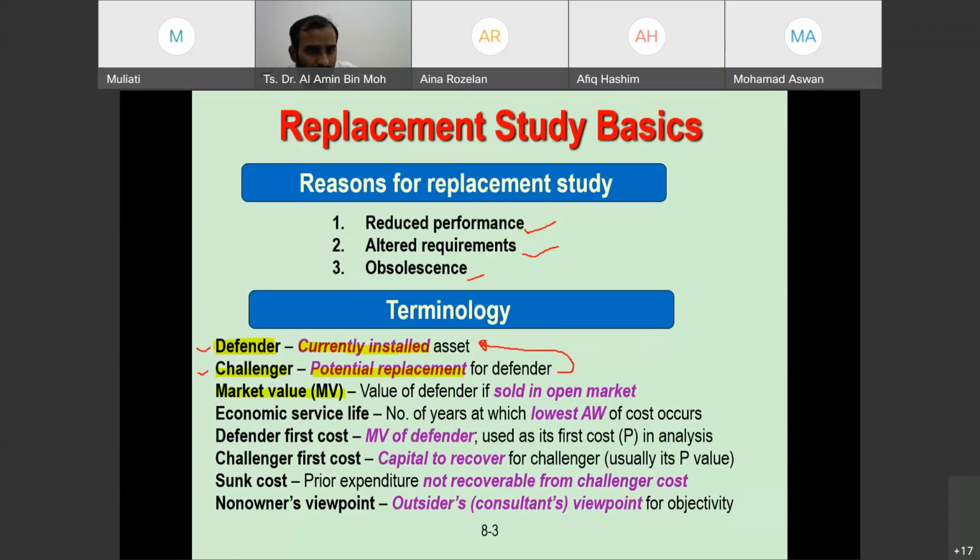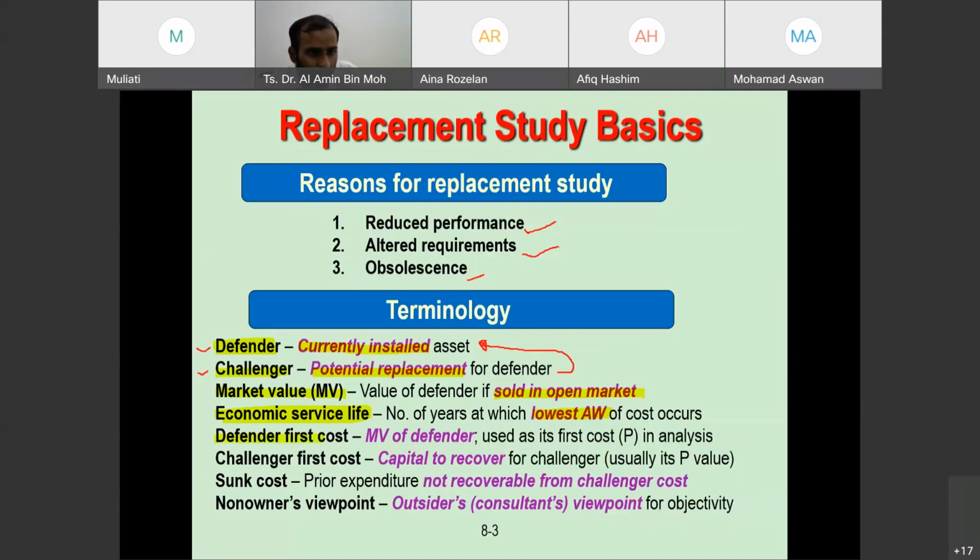So it's the value of the Defender if sold in the open market, right? So market value means if we have our existing machine and we want to sell it, it's the value of that machine at the current market price. So we call it market value. And economic service life is how long the lowest AW of cost occurs, annual worth. We are going to focus on AW. It's going to make our life easy, especially when it involves different N, right? So economic service life is the number of years at which the lowest AW cost occurs.